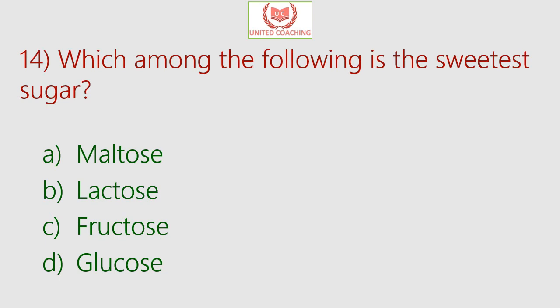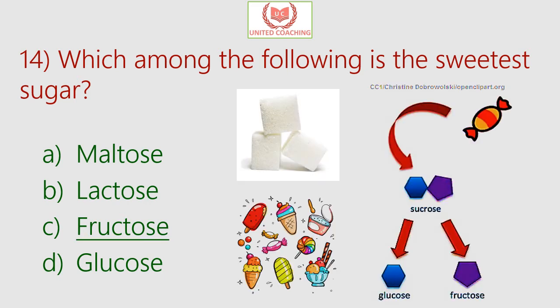Our next question is, which among the following is the sweetest sugar? So is it maltose, lactose, fructose or glucose? So the answer is fructose. Fructose is the sweetest of all naturally occurring carbohydrates, and this is the reason why it is used in most beverages and food products, in the form of high fructose corn syrup, and even our table sugar contains fructose.